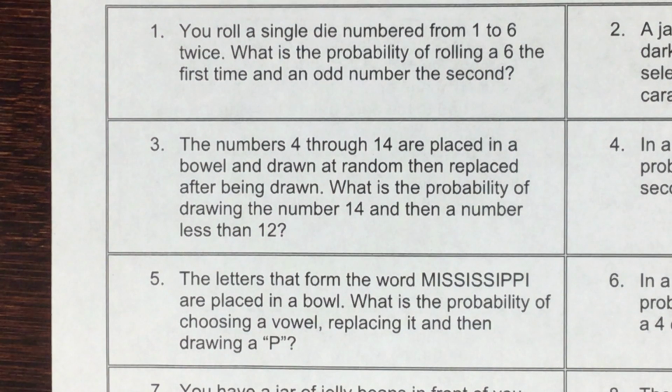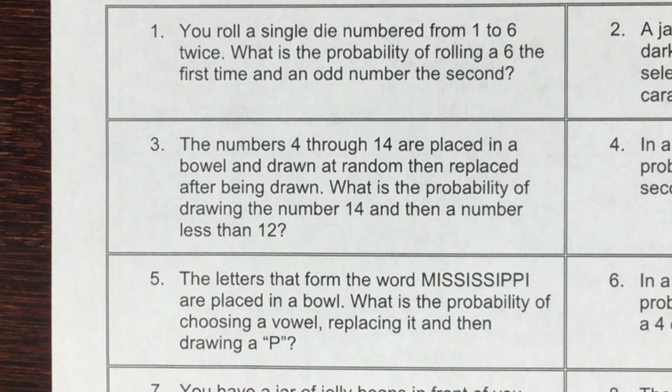Alright, so the letters that form the word Mississippi are placed in a bowl. What is the probability of choosing a vowel, replacing it, and then drawing a P? Let's do one thing at a time. How many letters are in Mississippi? M-I-S-S-I-S-S-I-P-P-I. How about 11? What is the probability of choosing a vowel? How many vowels do I have? 4, four I's. Good.